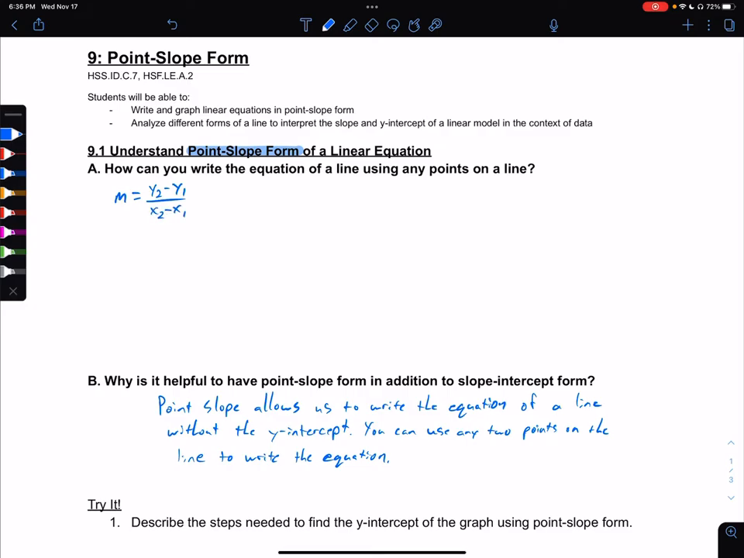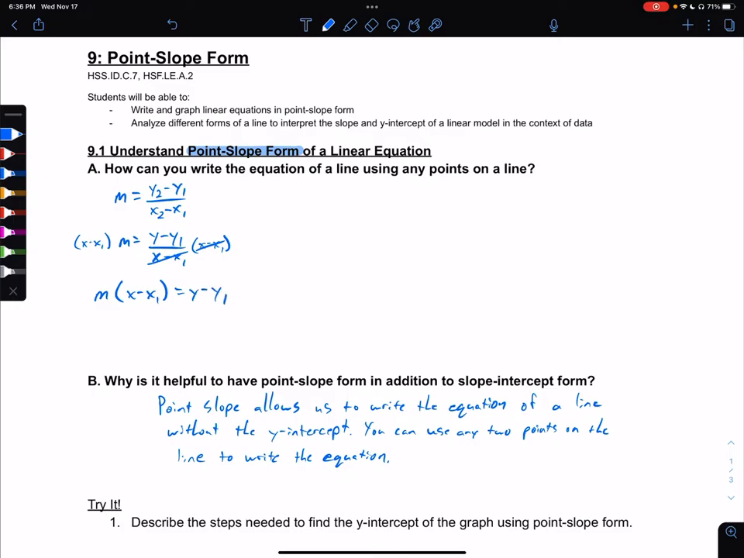What you're able to do is change y2, x2 to y and x without the subscripts. You'll see why. It just cleans the problem up a little bit for us. But then I'm going to get rid of that denominator. So I'm going to multiply both sides by that x minus x1, and those would cancel out. I'm going to put the m on the left side. So I have m times x minus x1 equals y minus y1.